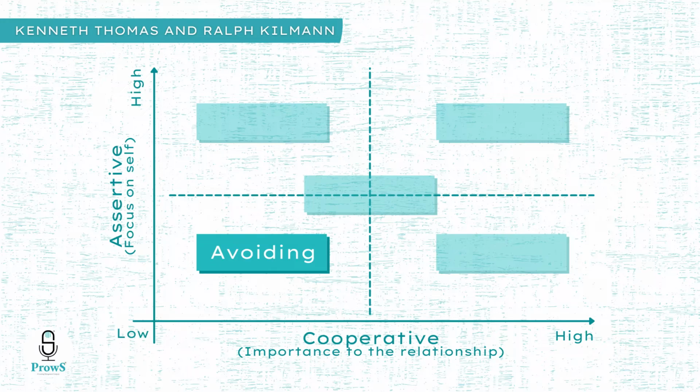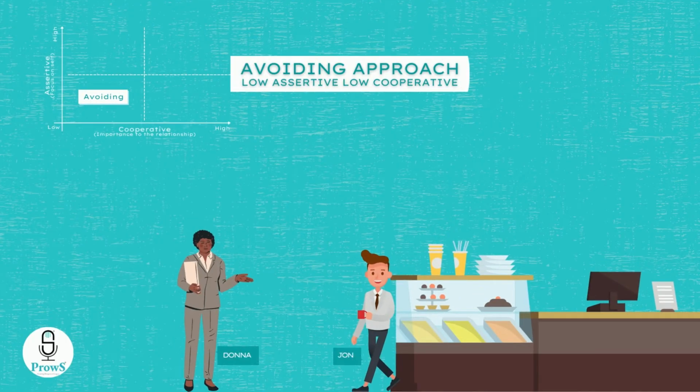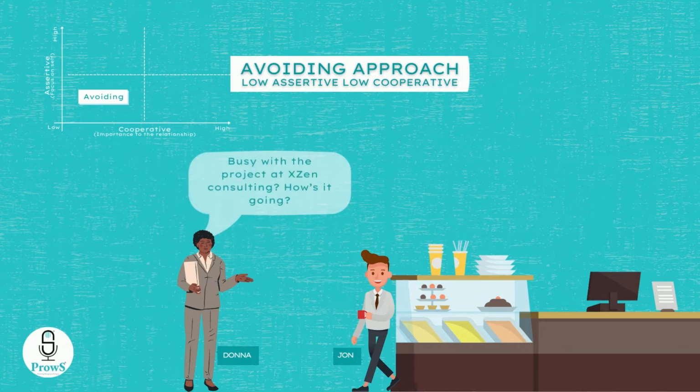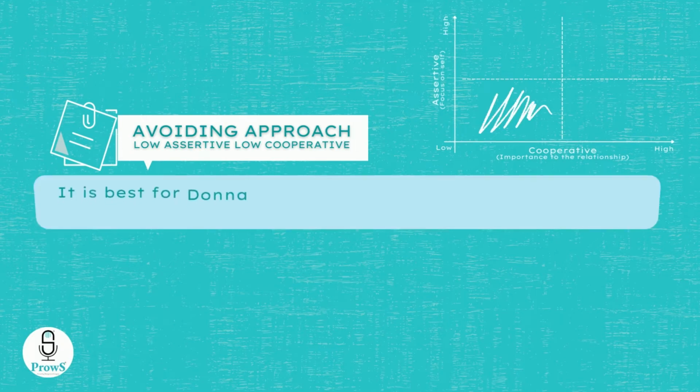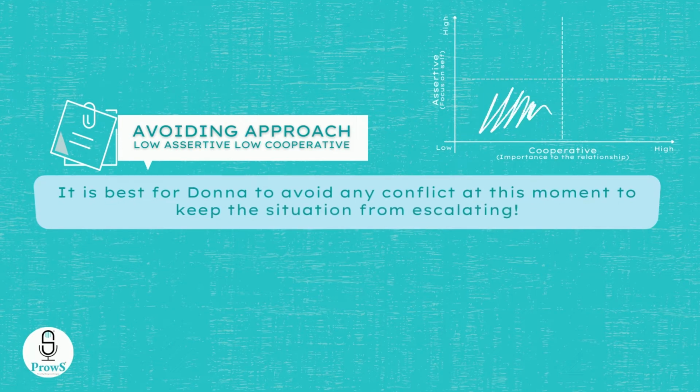Let's take Donna and John's situation from the last chapter. When Donna asked John about his ongoing projects, and if John would have responded to that question with stress or how rough the week has been, Donna would have chosen the avoiding approach. It is best for Donna to avoid any conflict at this moment to keep the situation from escalating. There would be no short-term benefit of trying to manage the situation, but in the long run, the conflict will have to be faced.